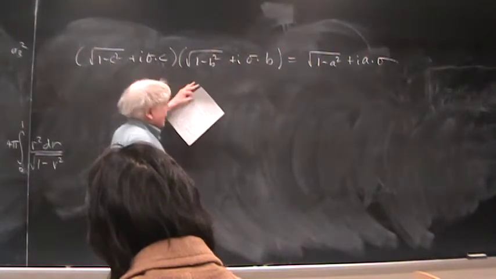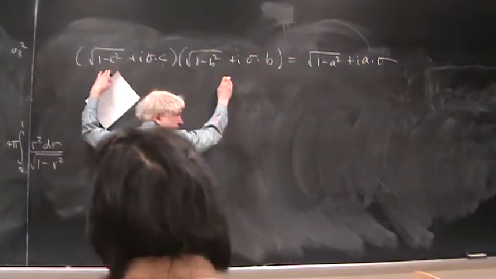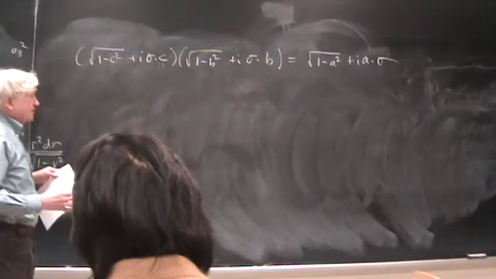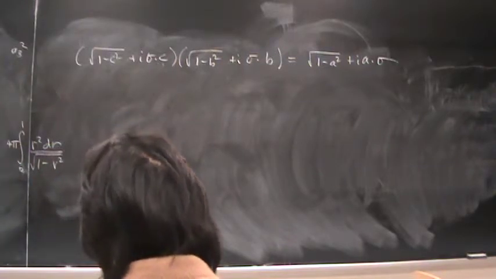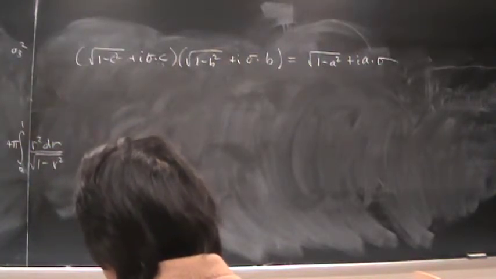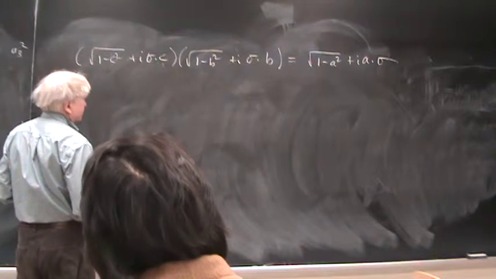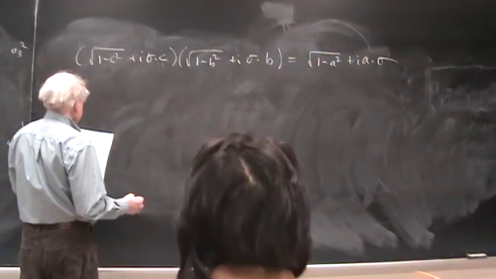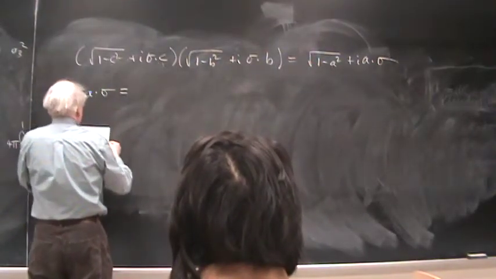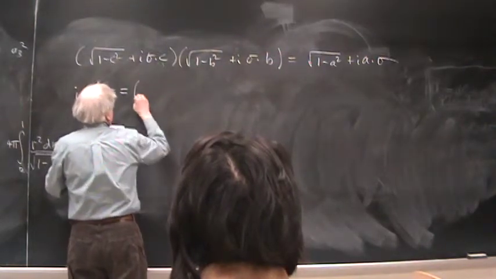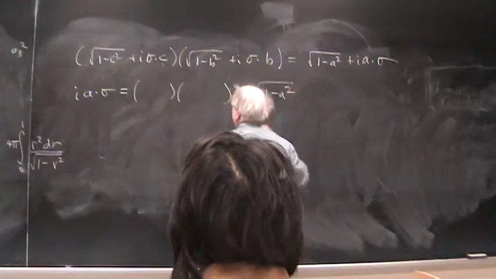This gives us a of c and b, and we're going to compute the partial derivative of a with respect to b at b equals zero. Okay, so basically what this tells us then is that I a dot sigma is this product of these two things. Why don't I save chalk by just doing this, 1 minus a squared.